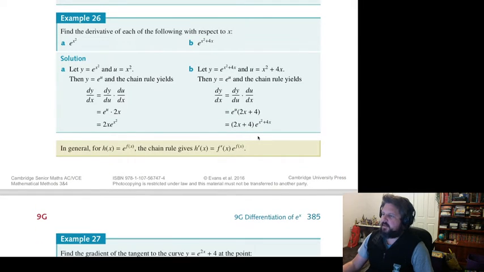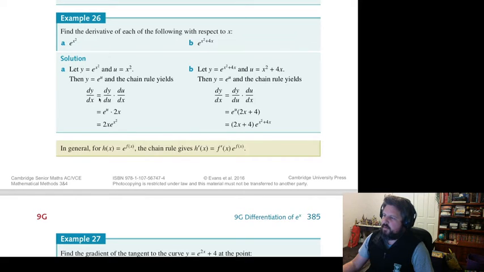Alrighty, this one here, worked example number 26. It says find the derivative of each of the following with respect to x. Cool. This one here, we've got e to the power of x squared. Now, the good news is we just learnt the chain rule yesterday, so that will come into play here. So it says consider the following, making y equal to e to the power of x squared. Cool. But consider making this x squared part u, as in the chain rule. So y equals e to the power of u.